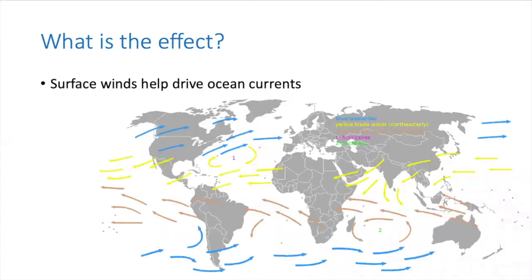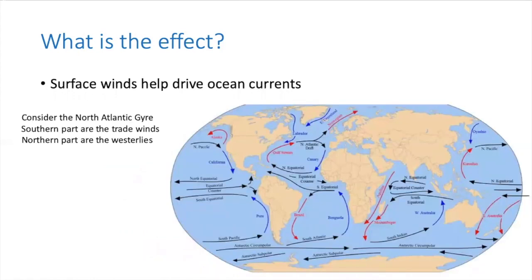These patterns of surface winds are also what helps to drive surface ocean currents. So notice the pattern of the blue Westerlies, the yellow and the brown trade winds, and compare that with the ocean currents you see here. This is the North Atlantic gyre. It's a rotation, it's the movement of water currents around the surface of the Atlantic in the northern hemisphere.